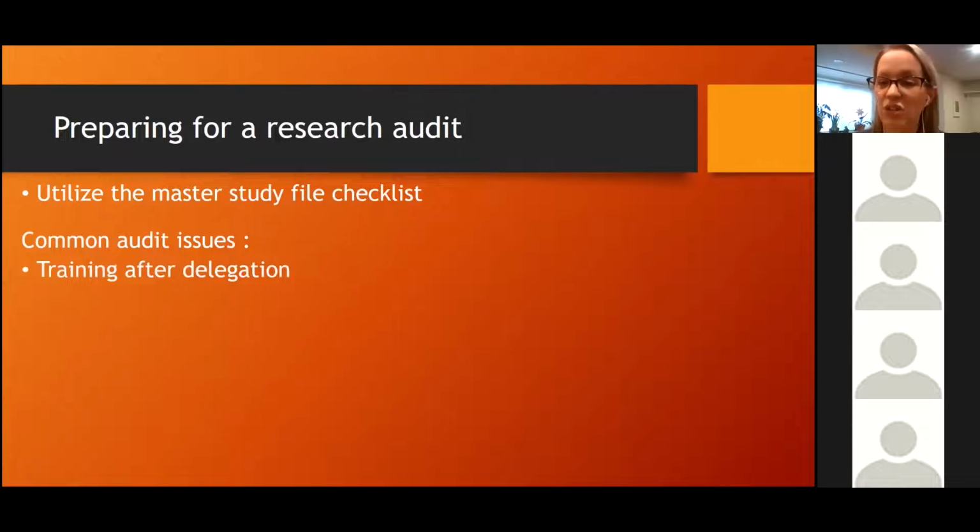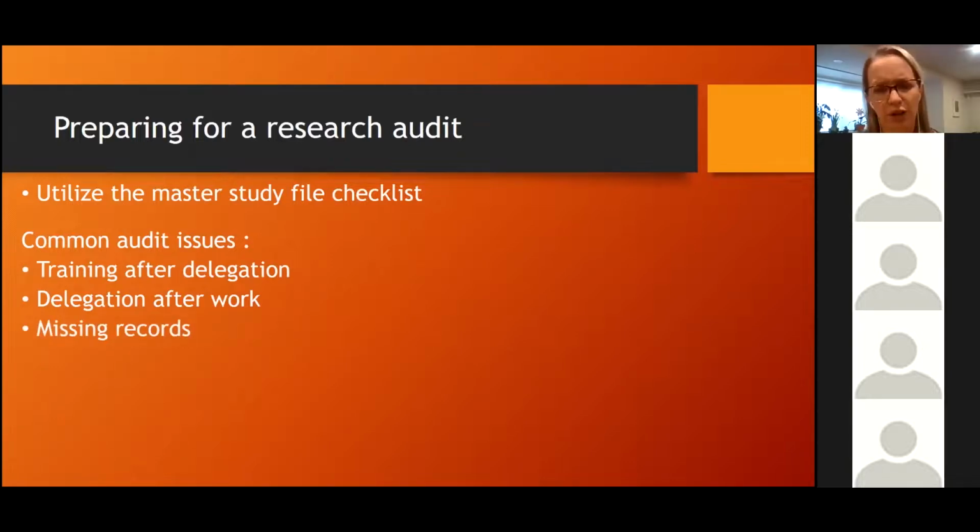So the first being training after delegation. So you want to be sure before you add someone to that delegation log that they have received the proper training and they have dated proof of said training. Similarly, we often see delegation after work. So ensure that the staff that are completing a particular study task that is first noted on that delegation log. So an example would be, let's say you have a clinical research study assistant who's consenting patients starting April 1st, but it wasn't added to the delegation log that they would be consenting until May 1st. This is an issue that we'll often see in audits.